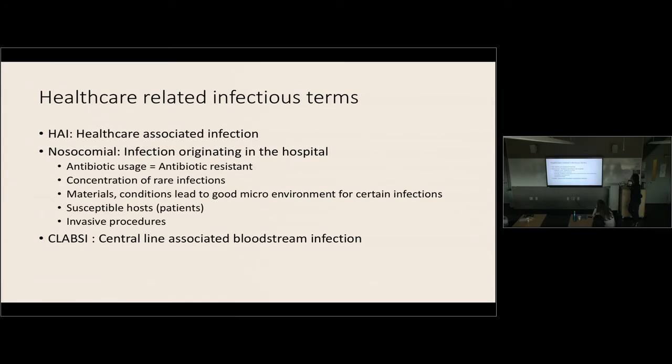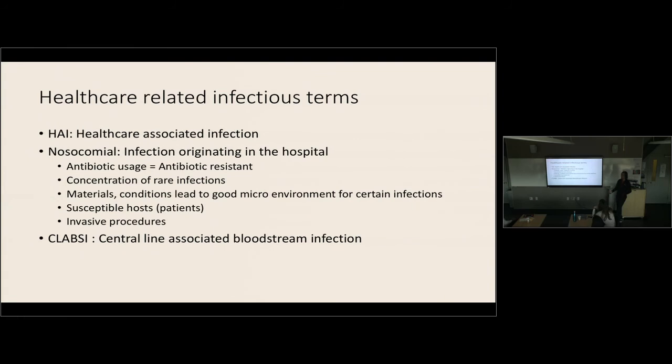And then some healthcare-related infectious terms that you'll often hear. So healthcare-associated infections, nosocomial, which is essentially saying the same thing, an infection that originated in the hospital. And this can happen for a lot of different reasons, whether it's that you use too much antibiotic and you develop resistance to it. People take a lot of antibiotics in the hospital, bugs become resistant, they exist on surfaces, and then people pass them around, and that's how people get an infection.